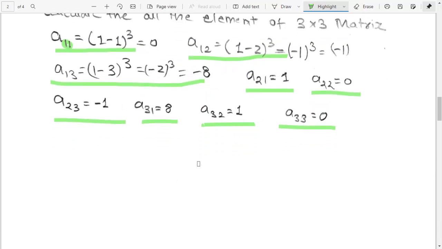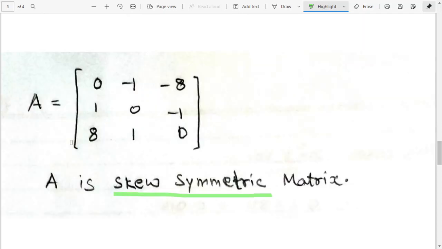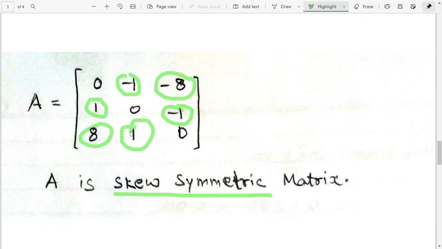You can similarly calculate the remaining elements. After solving, you will get all the elements, put them in a matrix, and observe what type of matrix this is. I observe that the diagonal elements are all 0 and the other elements have the same magnitude with opposite sign. Like a12 is -1 and a21 is 1. a13 is -8 and a31 is 8. Similarly a23 is -1 and a32 is 1. Since the elements differ in sign, this type of matrix is a skew-symmetric matrix.